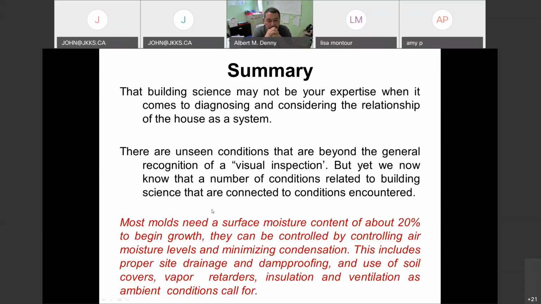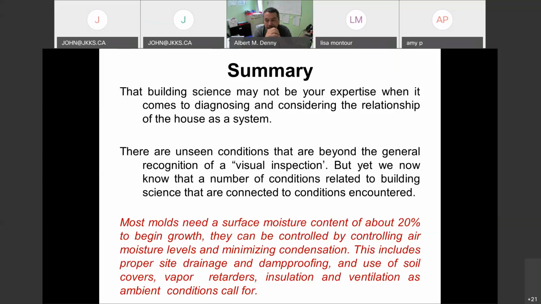We know now that a number of conditions related to building science are connected to the conditions encountered. Just to indicate here, most molds need a surface moisture content of about 20% to begin growth. Typically, lumber should be 19% or lower. At 20%, it starts to create mold. It can be controlled by controlling air moisture levels and minimizing condensation.